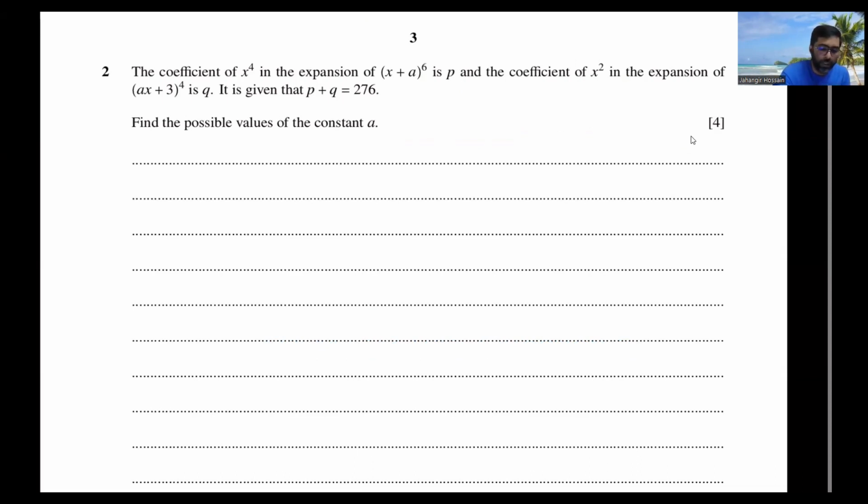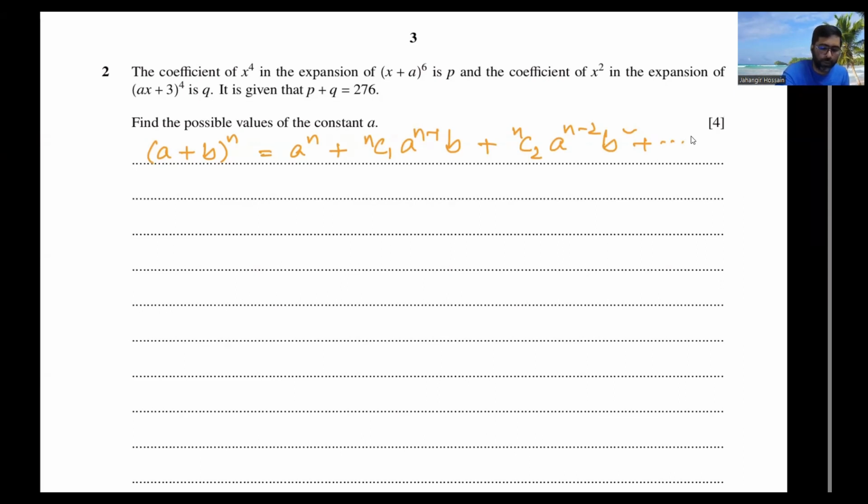Now here, you can use the general term of a binomial expansion or the whole expansion. I'm using here the whole expansion, and the formula for binomial expansion is (a plus b) whole to the power n is a to the power n plus nC1 a to the power n minus 1 into b plus nC2 a to the power n minus 2 b square. Okay. Now we need the expansion of both the binomials.